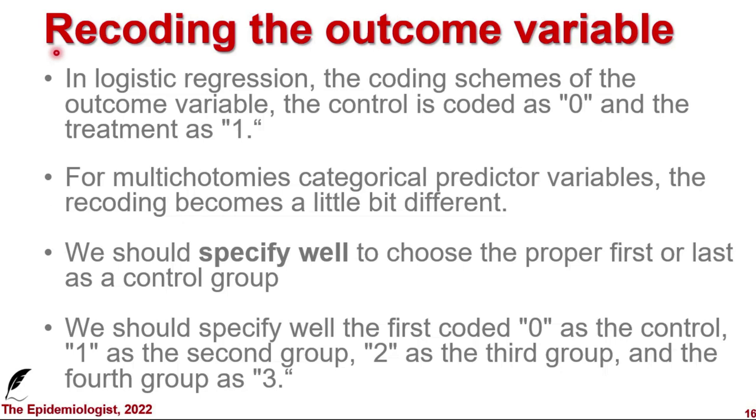How should we specify the control value of the outcome? In logistic regression, for the coding scheme of the outcome variable, the control is coded as 0 and the treatment as 1. For multichotomies with categorical predictor variables, the recoding becomes a little bit different. We should specify well to choose the proper first or last as a control group. We should specify the first coded 0 as the control, 1 as the second group, 2 as the third group, and the fourth group as 3.